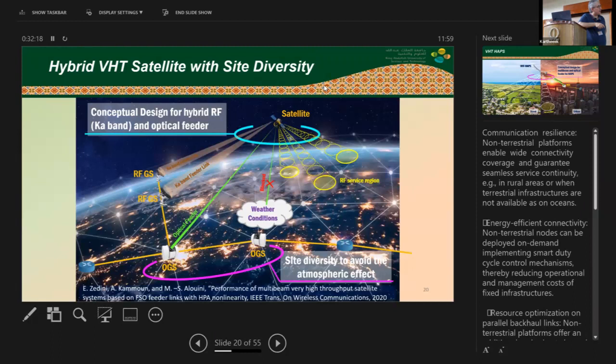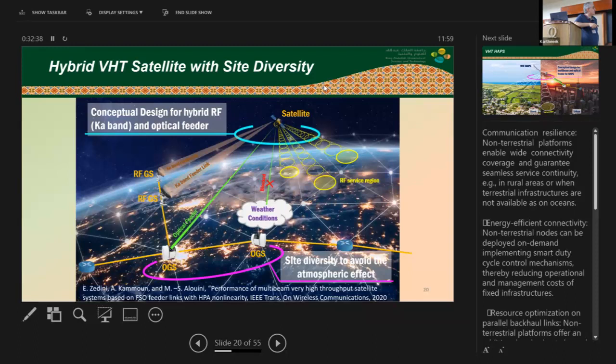You have what we call the user beams. Every beam can carry 10 gigabit per second. You can have tens, if not hundreds, of beams. These beams can move around. They don't have to be always focused on a particular area. They can move where traffic is needed. They can cover maritime environments to connect boats or airplanes and so on. So that's one side of the satellite.